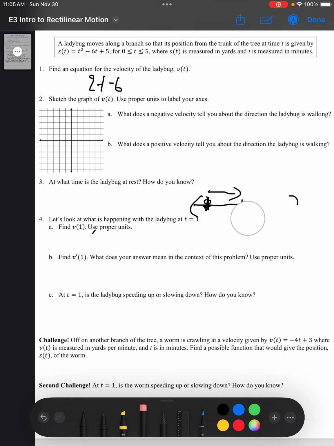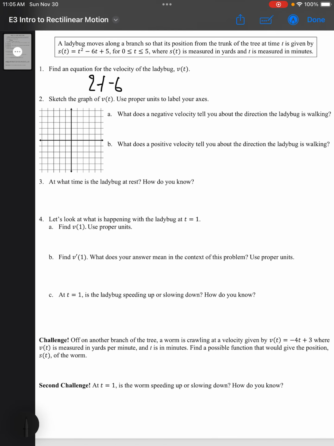Off another branch of the tree, a worm is crawling at a velocity given by v of t is equal to -4t plus 3, where v of t is measured in yards per minute and t is in minutes. Find a possible function that would give the position s of t of the worm. So, we solved a question similar to this in question 1. We need to find the equation for the velocity given the position function. But now we need to create the position function given our velocity function.